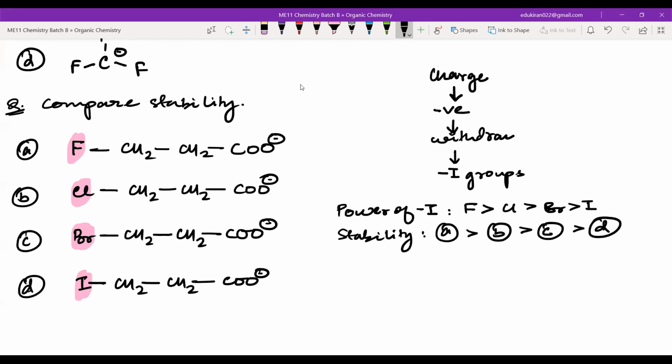So we have seen two things. First of all, the presence of a minus I group is going to stabilize a particular anion. Next, we also have to look at the power of minus I, how strong the minus I group is. If we have a stronger minus I group, then it is going to stabilize the anion, the negatively charged species, more effectively, right? Now we will look at some other cases, what affects the minus I.